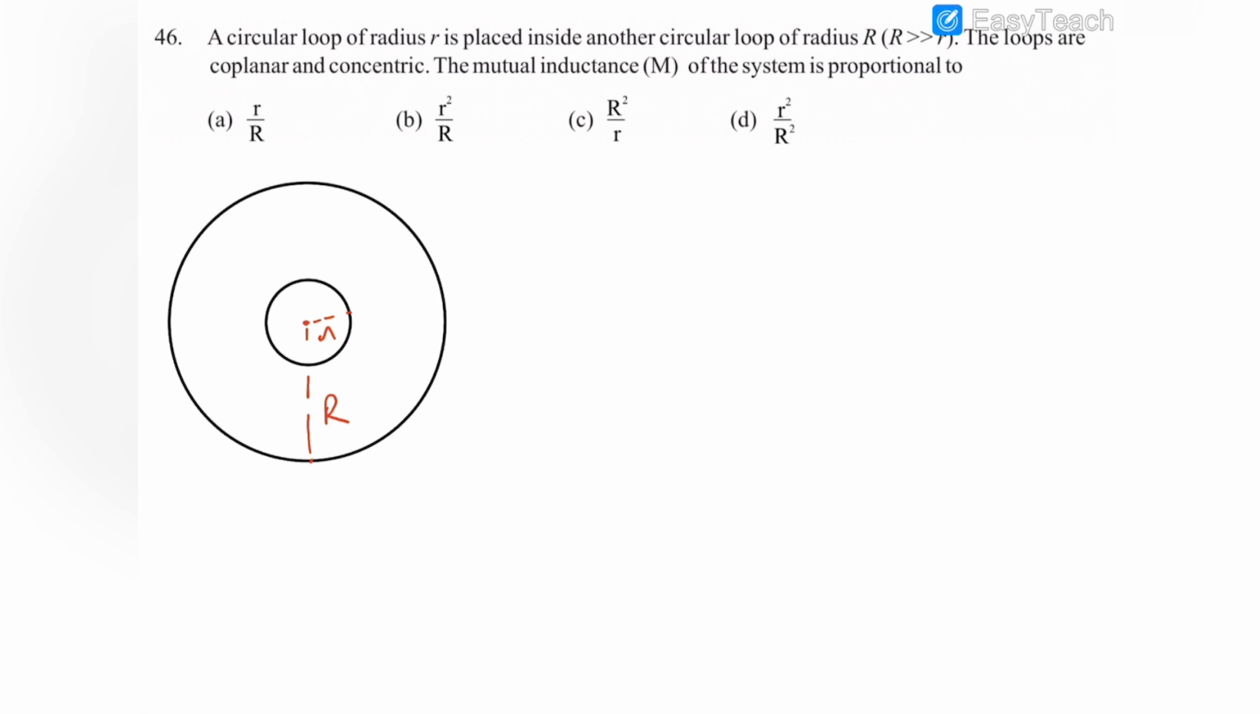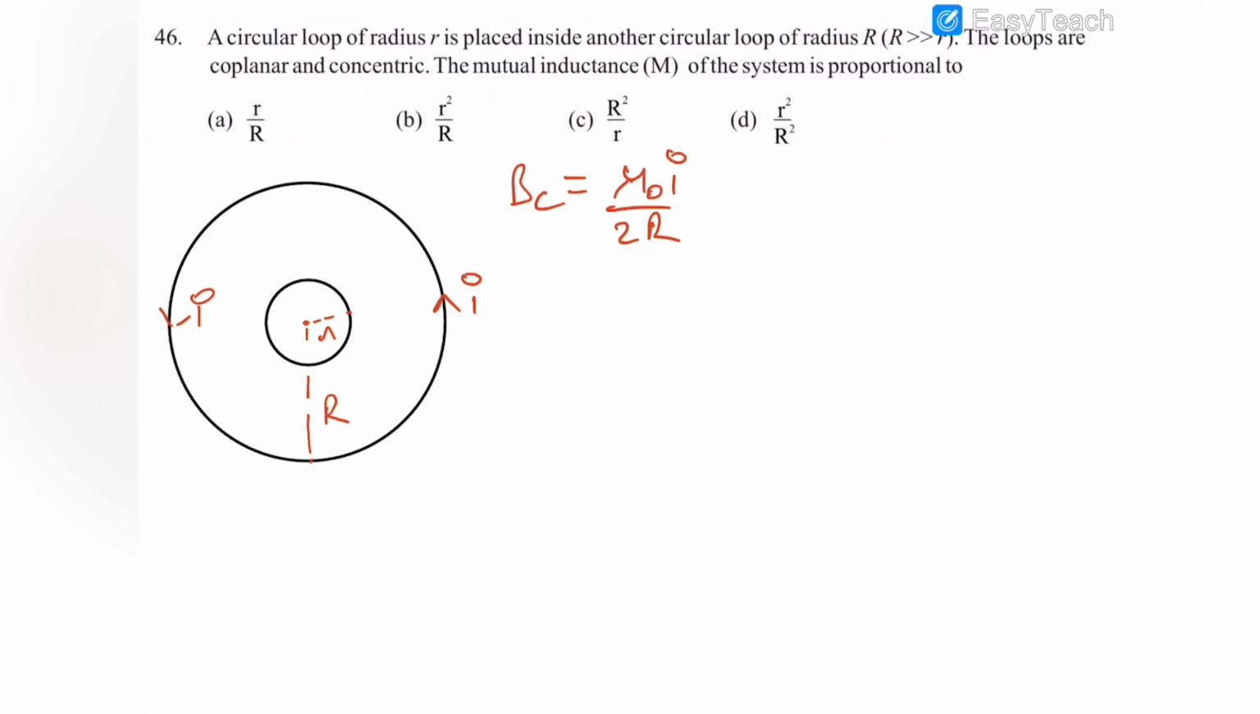So we always know, and it is also given that r is very, very less than R in this case. So what we can assume is that if some current is flowing in this bigger ring, then we know that the magnetic field at the center would be mu naught I by 2R.